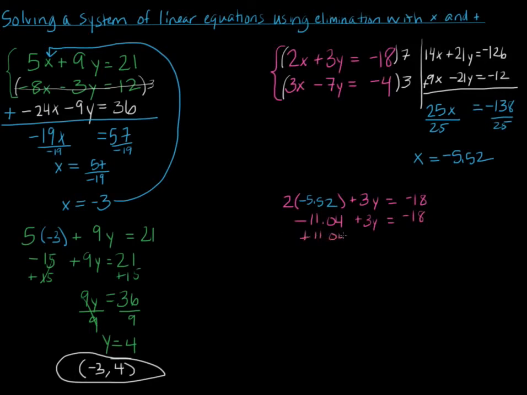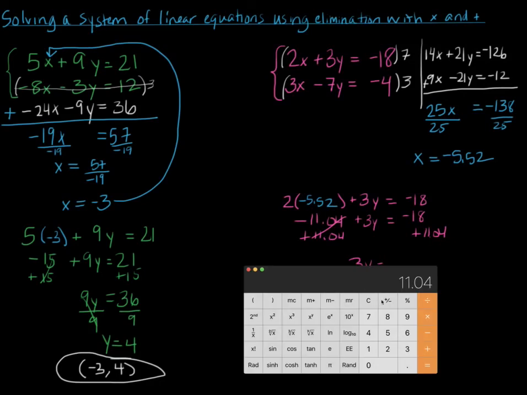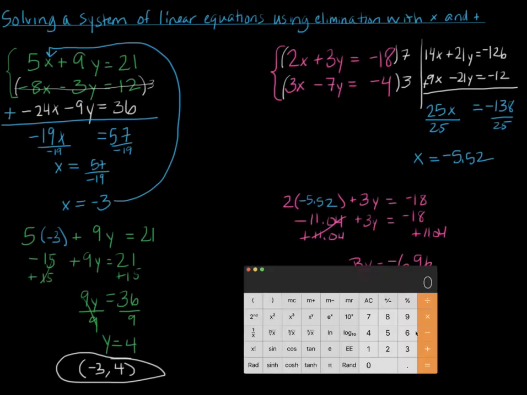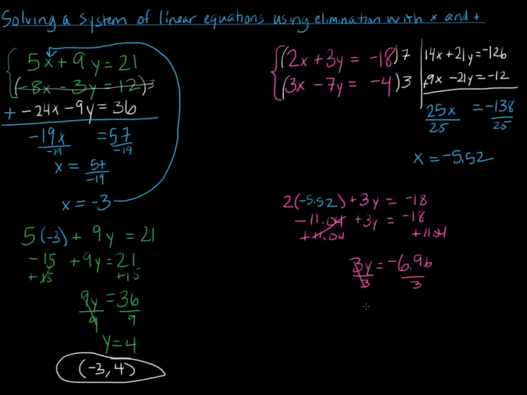Add 11.04 to both sides. And then we get 3y equals negative 18 plus 11.04. Again, I'm not rounding that. That's actually a real number. That's 6.96, so negative 6.96. Divide both sides by 3. 6.96 divided by 3 is 2.32. So y equals negative 2.32.